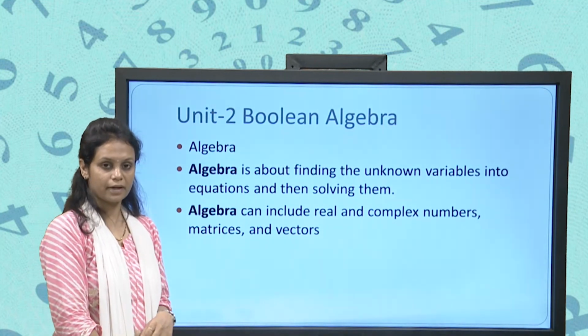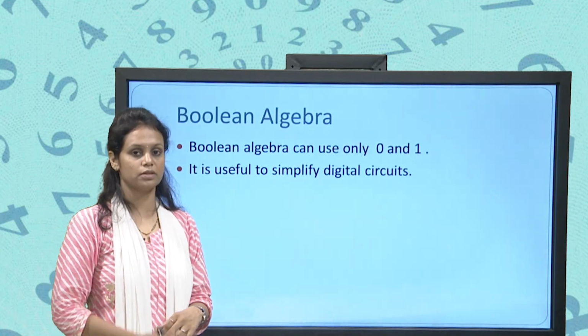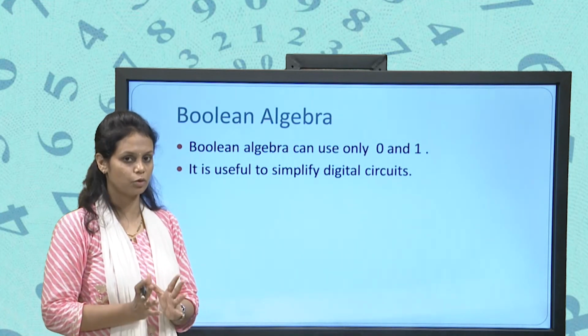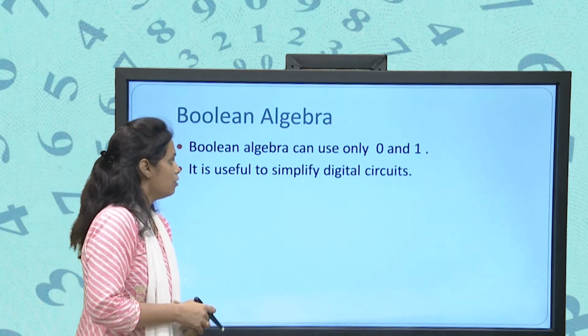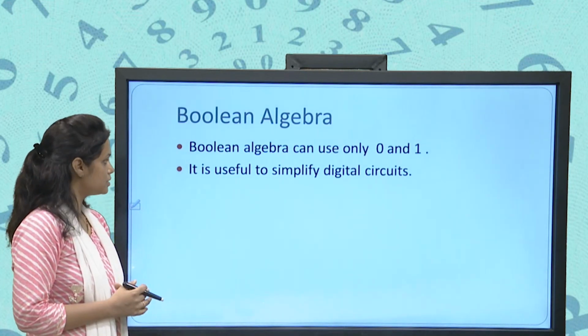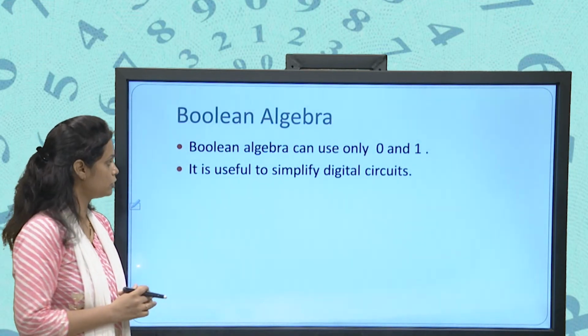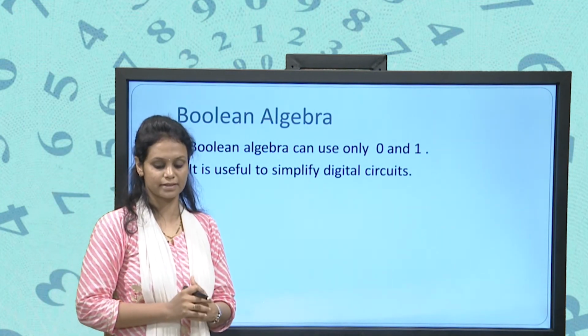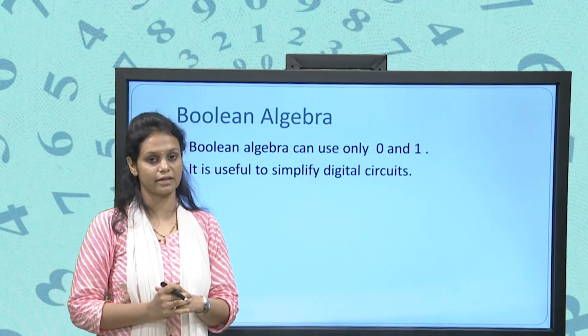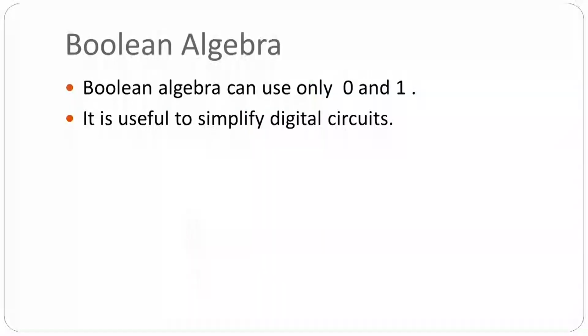In Boolean algebra, we use only the numbers 0 and 1. What is Boolean algebra? It can use only 0 and 1, and it is useful to simplify the digital circuit. How do we create a digital circuit? We create it using the gates, which we have seen in the previous lecture.